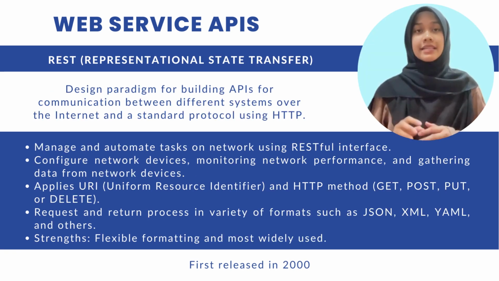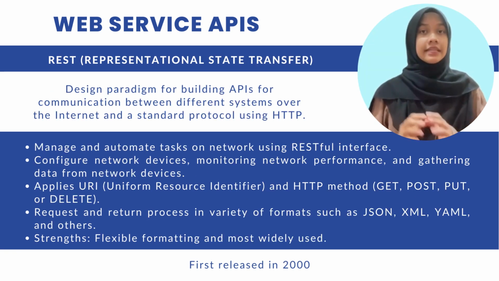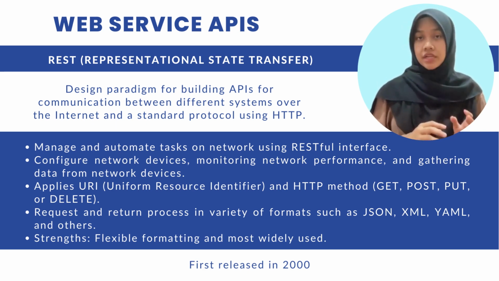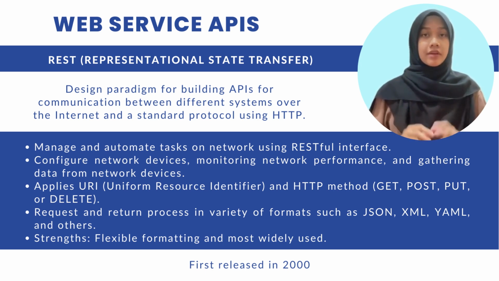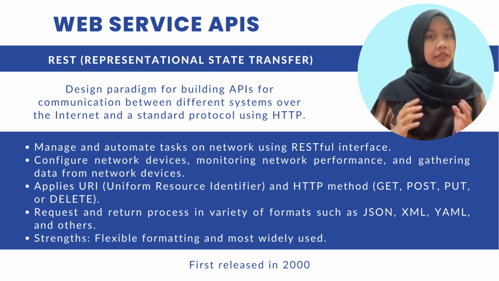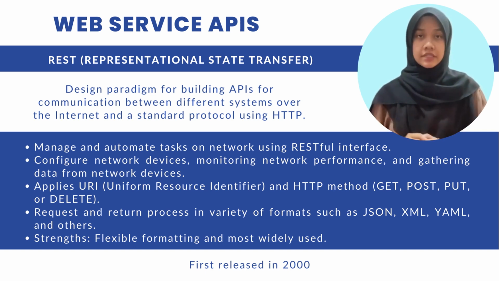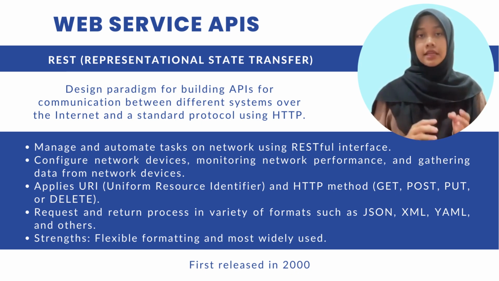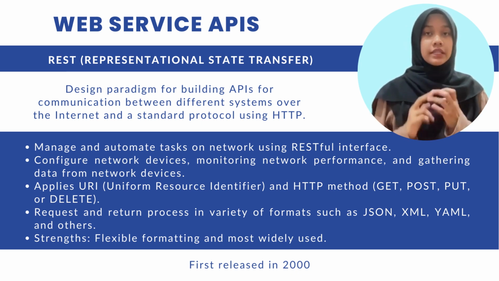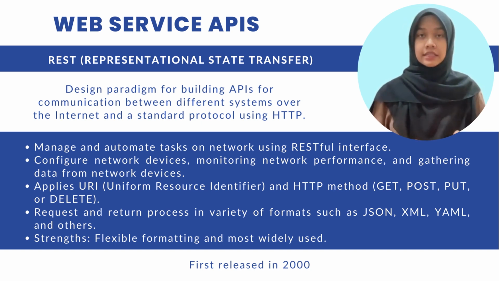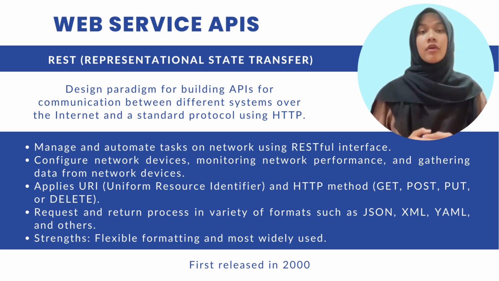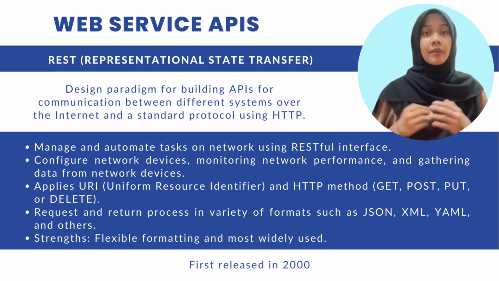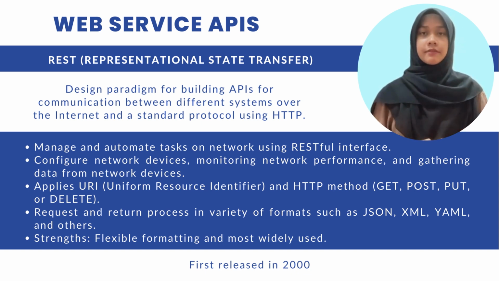Next is REST, Representational State Transfer, are built using the HTTP protocol, which is the standard protocol for communication over the internet. A REST API for network automation allows to manage and automate tasks on a network using a RESTful interface. It applies URI, which is Uniform Resource Identifier, and HTTP methods such as GET, POST, PUT, or DELETE. The API endpoint will then process the request and return a response in the form of an HTTP status code and a payload, which can be in a variety of formats such as JSON or XML.